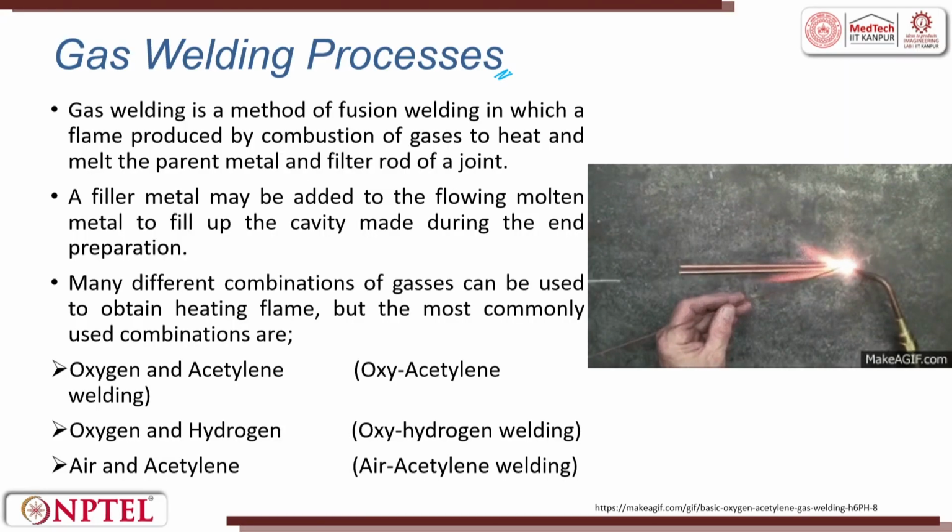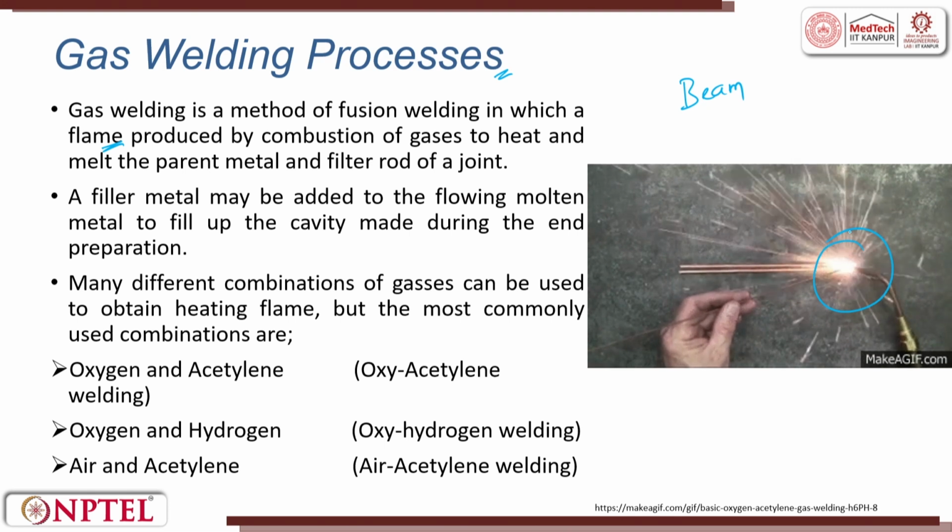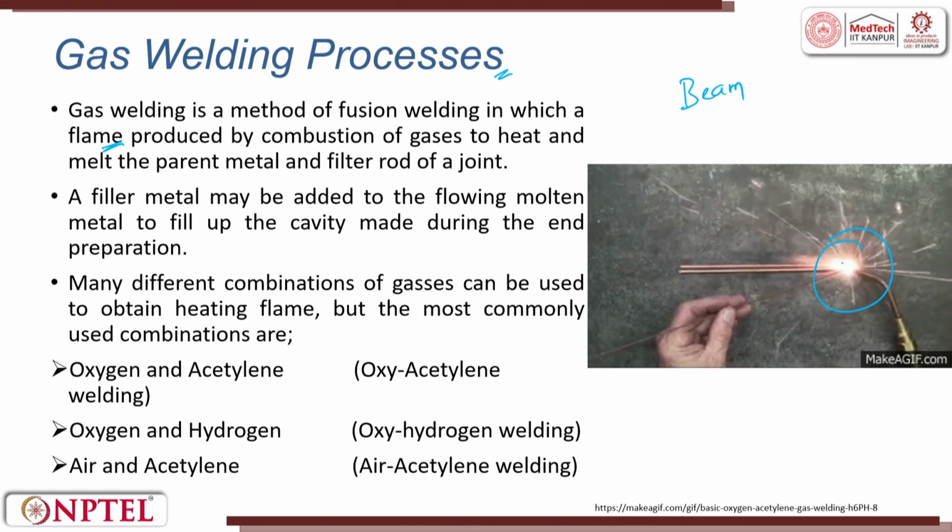The other classification of welding process is the gas welding process. Gas welding is a method of fusion welding in which a flame is used. We earlier saw a beam being used. Now, we are saying a flame is used. If you want to generate a flame, there has to be a gas medium. It can be through plasma forming, or through a set of gases which are mixing, and you initiate the heat there.